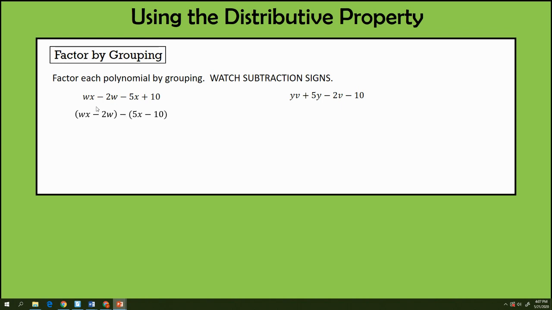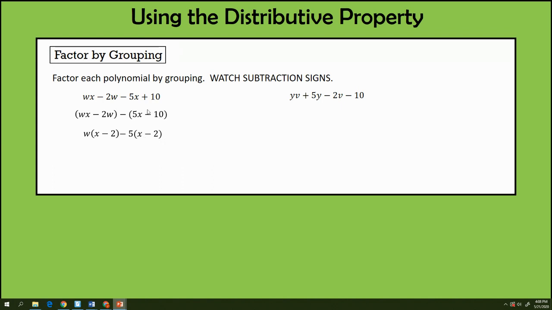And what that does, though, is now look inside my parentheses. I have a minus sign in this parentheses and a minus sign here. Okay, that's going to keep my two binomials when I factor the same. All right, let's take a look at my first one here. What can we take out of these two terms? Well, they both have a W, so it's going to be W times x minus 2. What can I take out of these two terms? Well, they both can be divided by a 5, so it's going to be minus 5 times x minus 2.